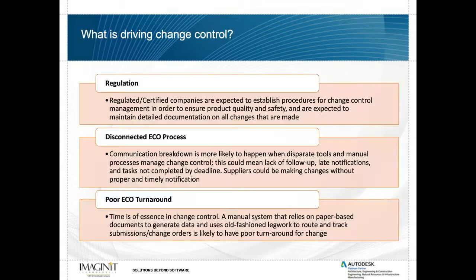So first, the idea of what's driving change control. To some extent, regulation is being forced on more and more industries. This could come in a couple of different ways, but a lot of times major producers are forcing some sort of compliance on tier one, tier two, tier three suppliers. They're saying, if you're going to do it, it has to be done a particular way. We need to understand where we're at, when the changes occurred, who made the changes.